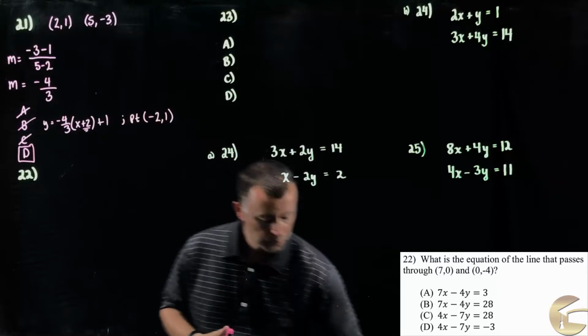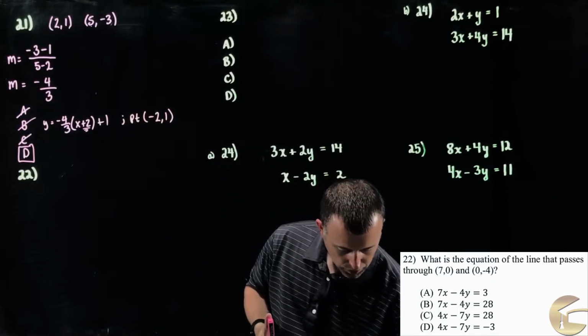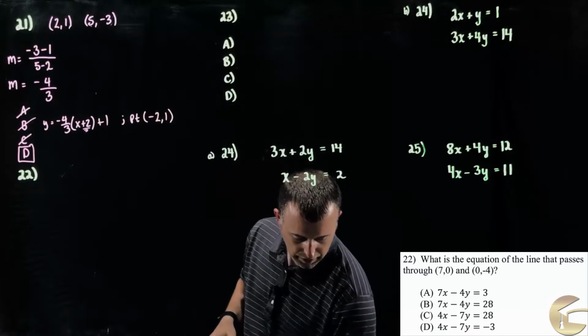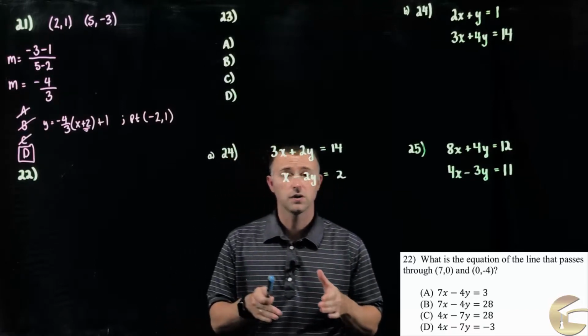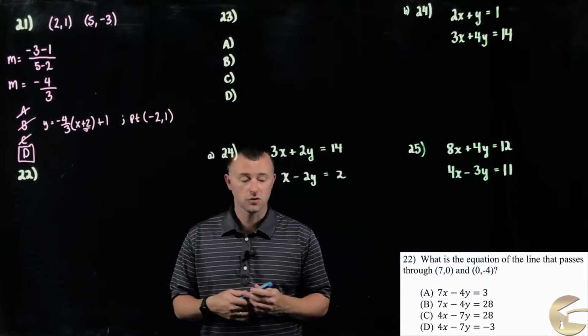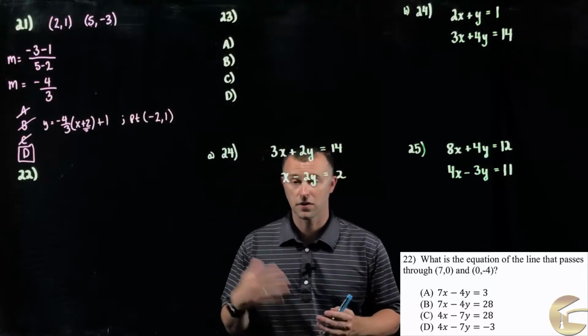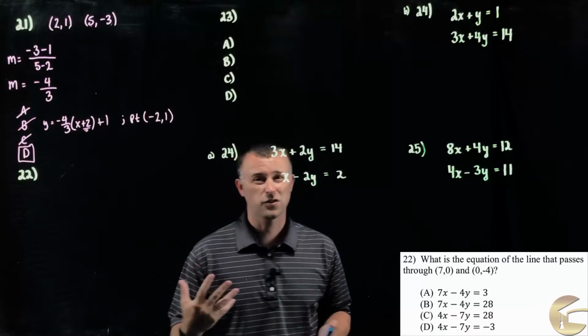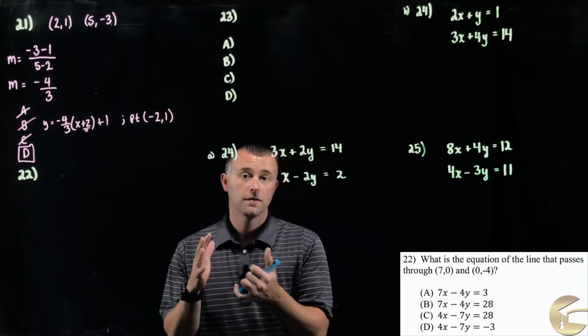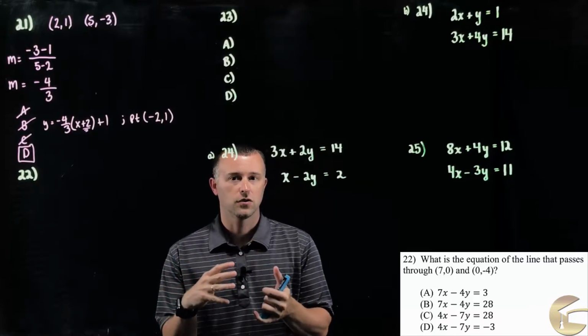Number 22, what is the equation of the line that passes through (7, 0) and (0, -4)? Again, what I always say, if you see 2 points, find the slope. Well, you can use the slope if you're going to use the method. There's 2 ways to solve this. A lot of students like to take all these standard form equations and solve them for y. If you have that, great, do it.